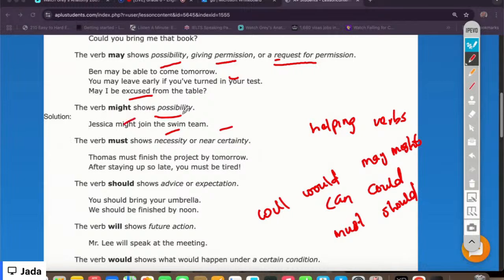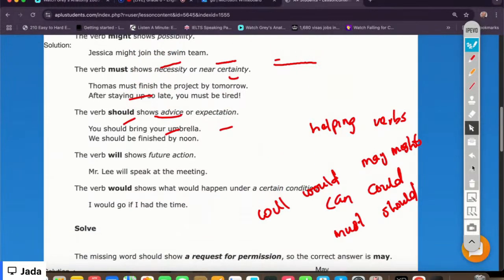The verb might shows possibility of something happening. Jessica might join the swim team. That's a possibility. And for must, the verb must shows necessity or near certainty. Thomas must finish the project by tomorrow. After staying up late, you must be tired. That's near certainty, and Thomas must finish the project by tomorrow shows the necessity.